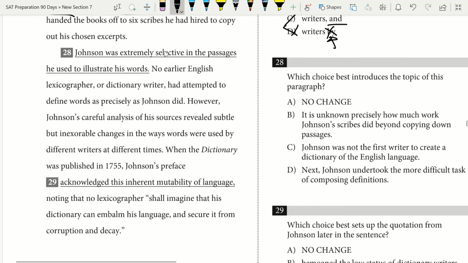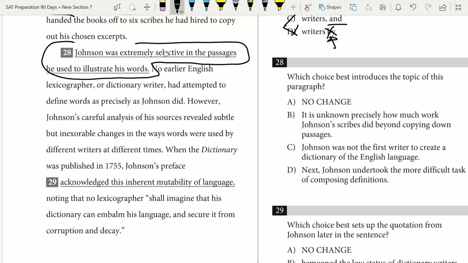All right, "Johnson was extremely selective in the passages he used to illustrate his work." Anytime I see I have a full sentence underlined at the beginning of a paragraph, I know I'm probably looking at introducing what's to come or connecting to my previous paragraph. In this case, it asks me to introduce the topic of this paragraph. So what I'm going to do then is I'm not even going to read what this says up here. I'm just going to read what's down here, then come back and answer 28 after I know what my paragraph is about.